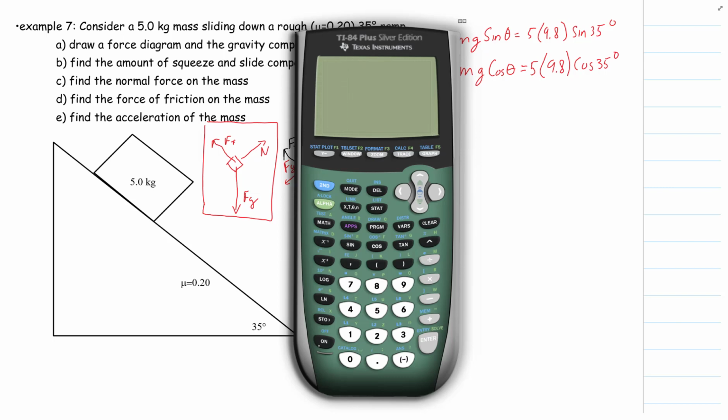And let's pull up our calculator. And here we go. 5 times 9.8 sine 35 and 5 times 9.8 cosine 35. Do these answers in black. This is going to be 28.11, and this one is 40.14. And the units is newtons.